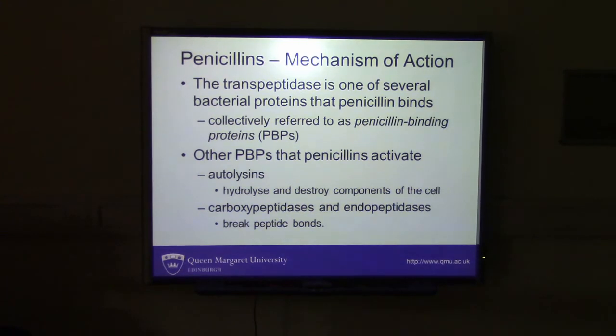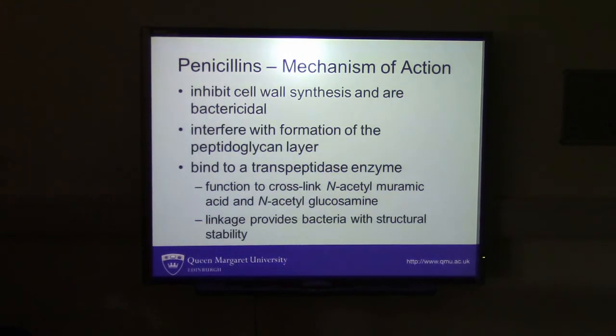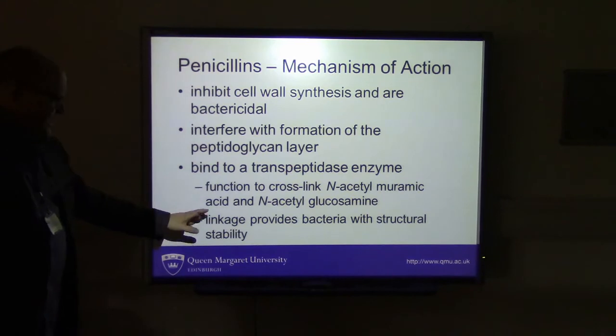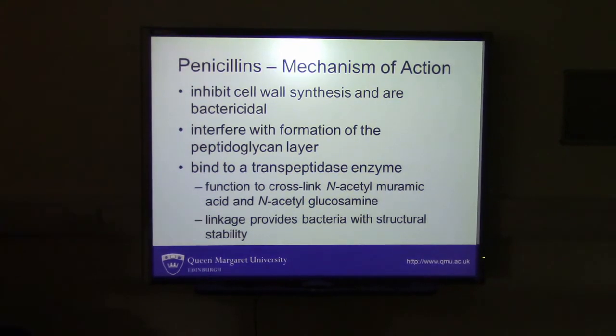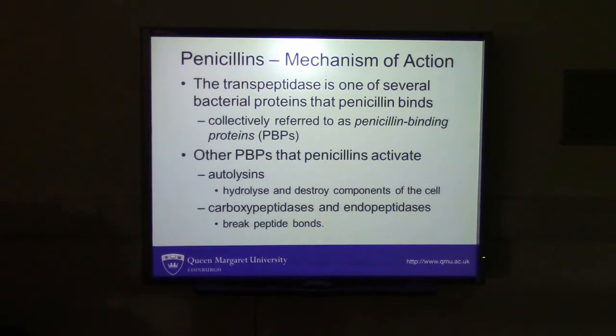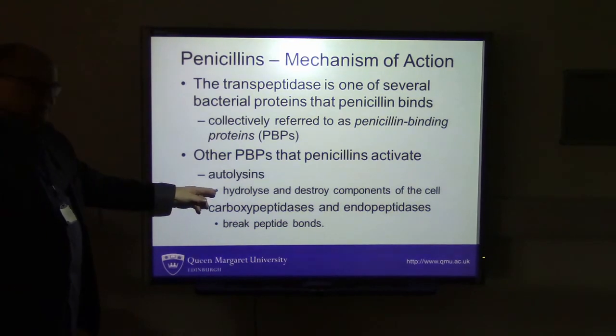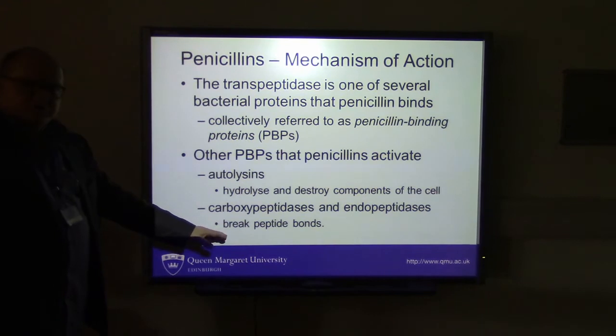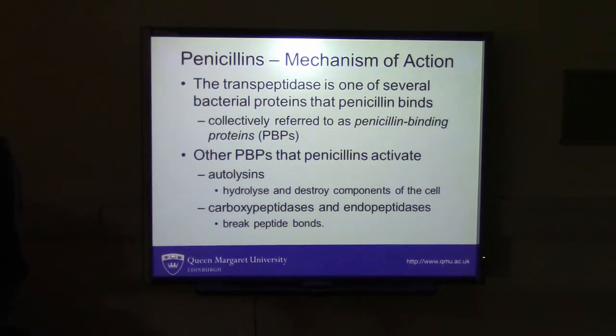So what you're really looking at then is that the penicillins are going to take away the structural stability of the bacterial cell. They're going to destroy the intracellular components, and they're going to break down the proteins and the structural and functional integrity of the job that they do. So therefore, that's why they're breaking down so many things that they're going to be bactericidal.